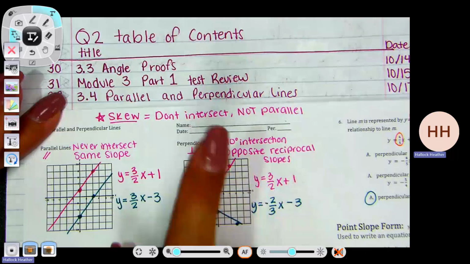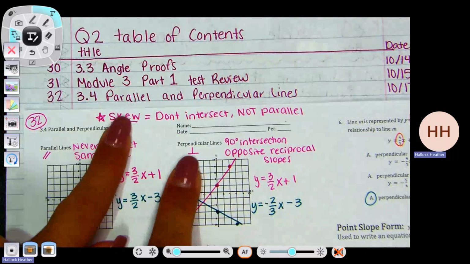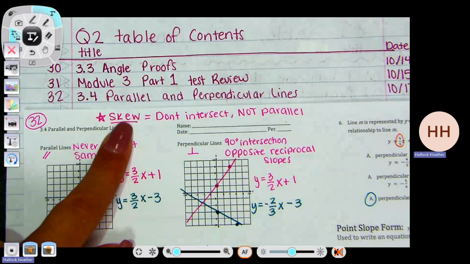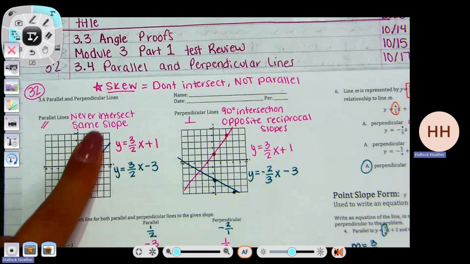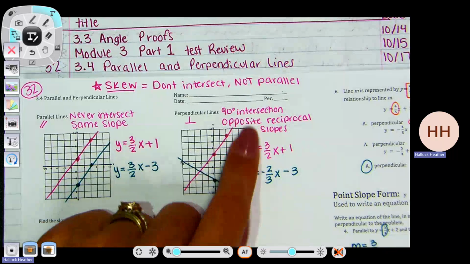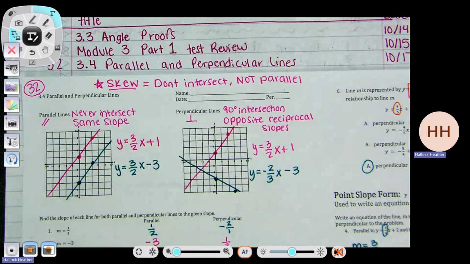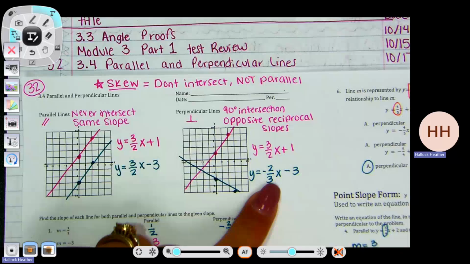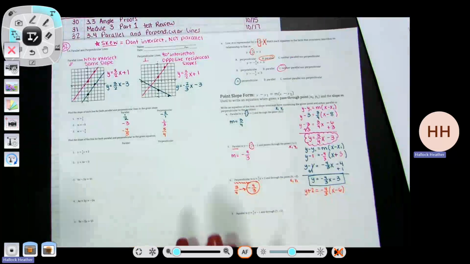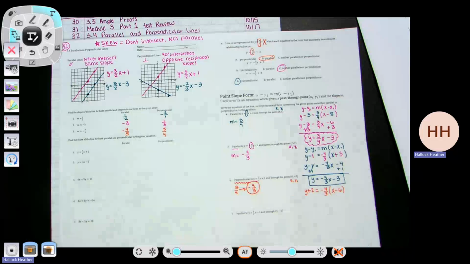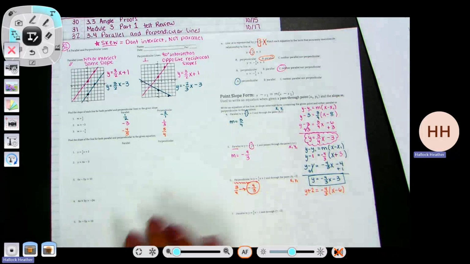So let's talk about the notes. On Friday, we talked about skew lines. Skew lines don't intersect. They're also not parallel. Parallel lines never intersect. They have the same slope. Perpendicular lines intersect at a 90-degree angle. The reason why is because they have opposite reciprocal slopes. And then we basically did everything on the front on Friday. What we're going to do is finish the front and do some problems from the back, and then we're going to cross out the rest. Whatever we skip on the notes, you do not have to finish.